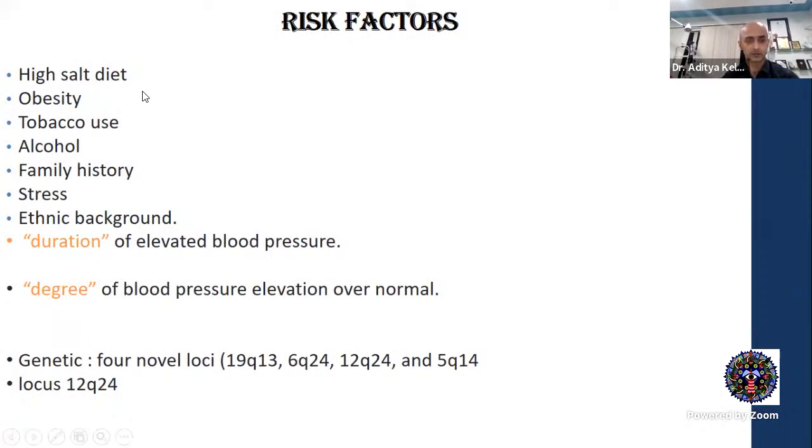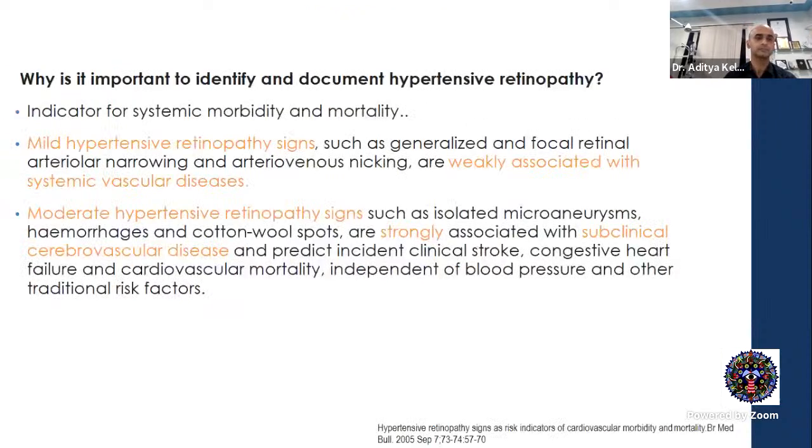What are the risk factors for hypertension? Obviously, the high salt diet, obesity, tobacco use, alcohol, family history, stress, ethnic background, the duration of blood pressure, the degree of blood pressure elevation, and the genetic factors. These are all the risk factors for developing hypertensive retinopathy.